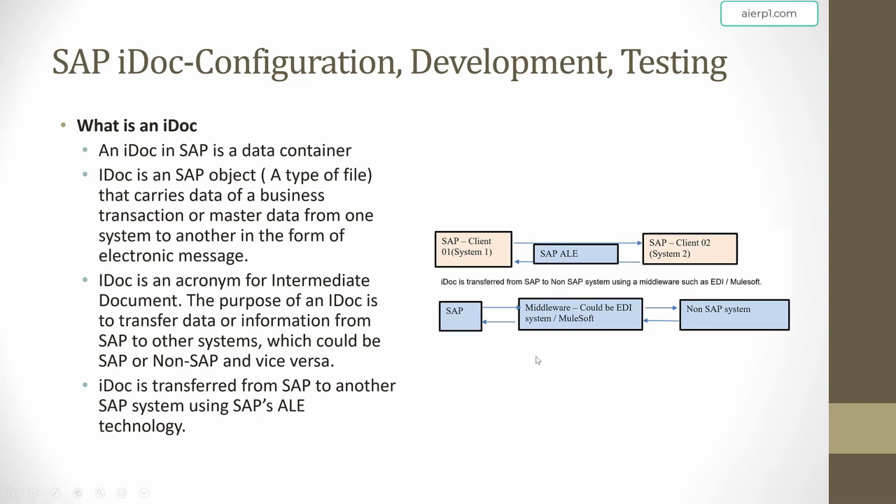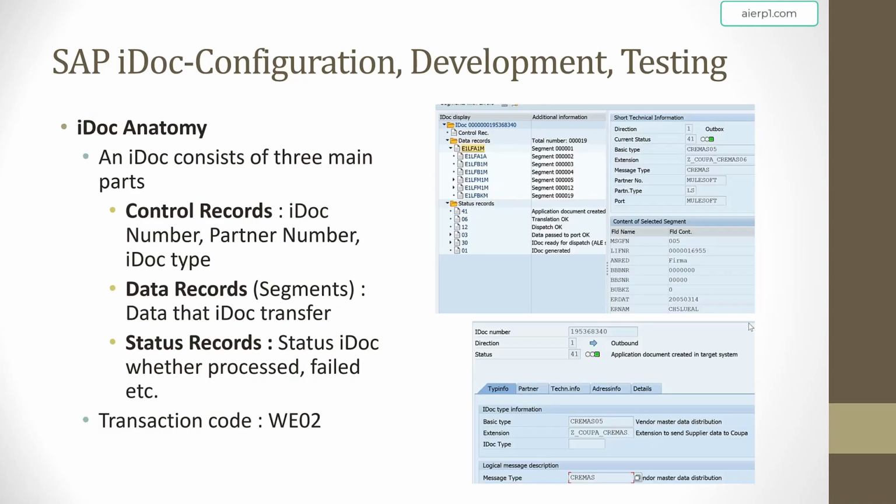So consider SAP system 1 as house 1, and consider the iDoc as a letter or an item which you want to send through a courier. Consider your middleware or a PI system as a courier or postman service, which will collect the box from you, which is house 1, and take it to house 2, which is SAP system 2. Let's look at the iDoc anatomy.